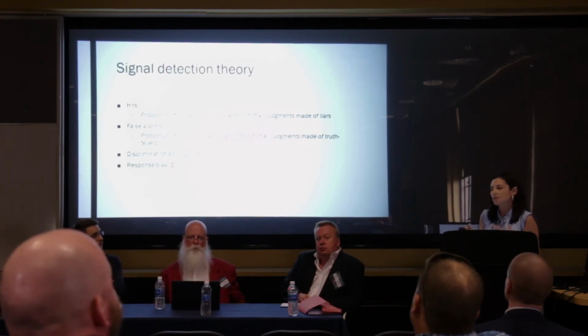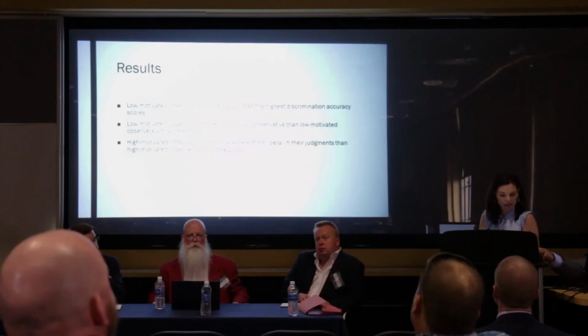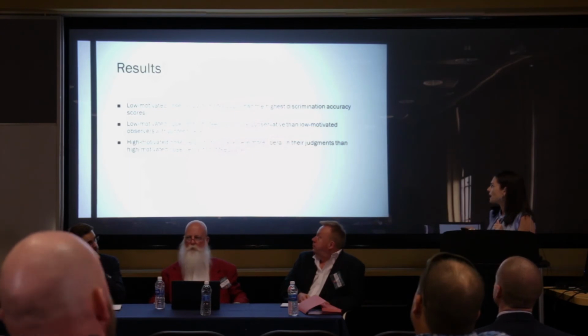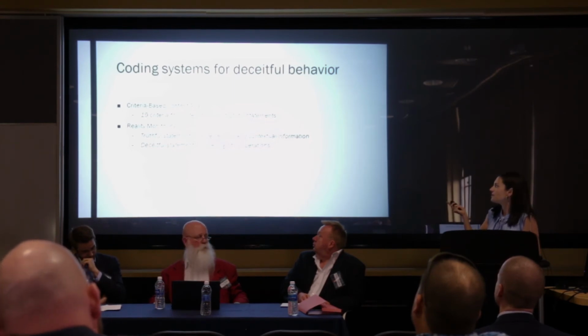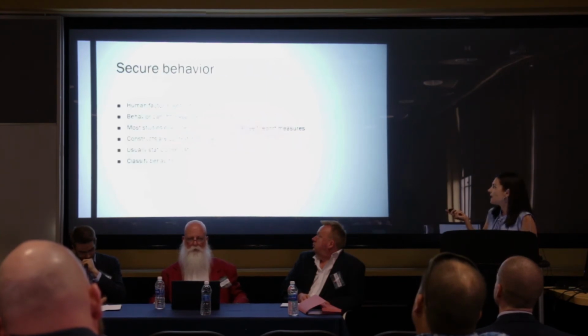Discrimination accuracy is how well they are able to discriminate liars from truth tellers, and response bias is how much evidence they need to see in order to call someone a liar. And in this case, they were looking at feedback and motivation in how much they shared. I've just got to move really quickly. There are some coding systems for deceitful behavior as well. So this is where other people can code deceitful behavior.